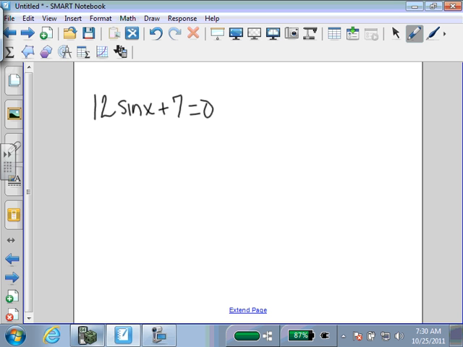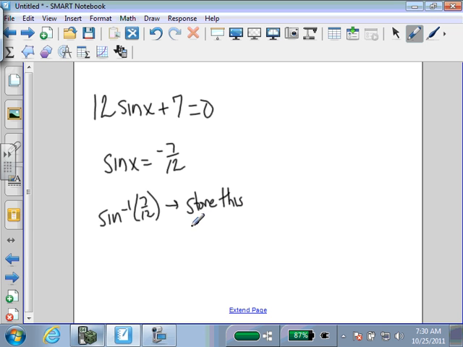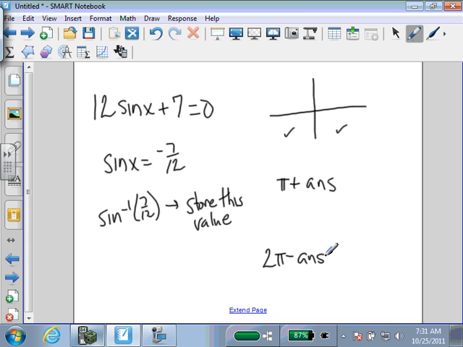12 sine x plus 7 equals 0. So we will get to sine x equals negative 7/12. And technically what we need is sine inverse of negative 7/12. But in order to use a system that is really simple, I'm going to find sine inverse of positive 7/12, and I'm going to store that because the real answers I want are where sine is negative. So a third quadrant and a fourth quadrant answer. So I'm going to need pi plus my stored answer, and I'm going to need 2 pi minus my stored answer. Okay, so let's go do this.